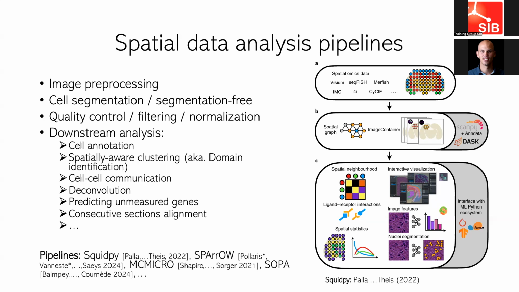These are all things that we'll cover tomorrow and the day after. But you might also want to do deconvolution, if your data is not single cell resolution. You might want to predict genes that you haven't measured. Or you might want to align multiple sections and so on. So these last 3 points are the points that we will cover briefly in this lecture. There might also be other things that are not on this list as well.